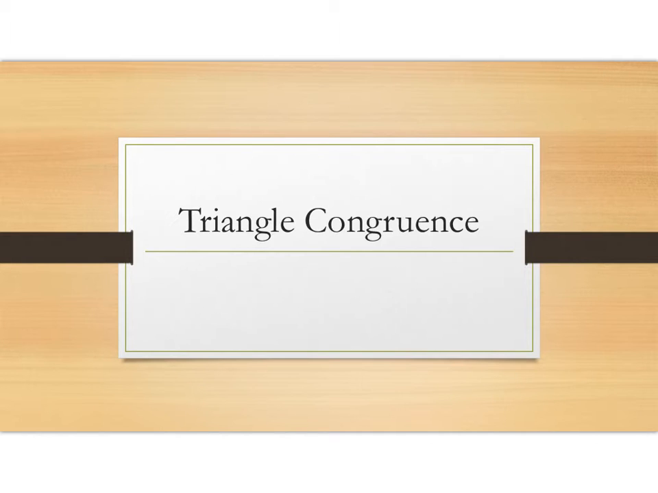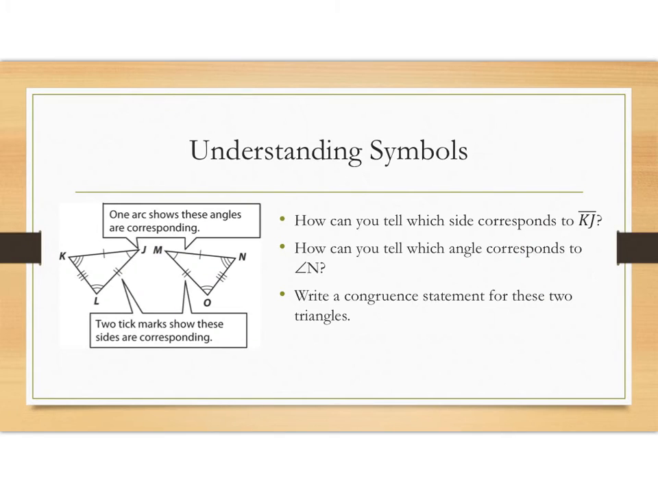So today we're talking about how you can tell whether two triangles are congruent. And the first thing we want to talk about is the symbols that we use to represent corresponding parts of congruent triangles. So looking at this diagram, how can you tell which side corresponds to side KJ? Well, you can tell by looking at the tick marks.